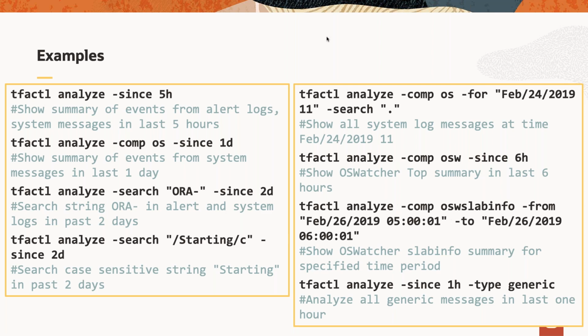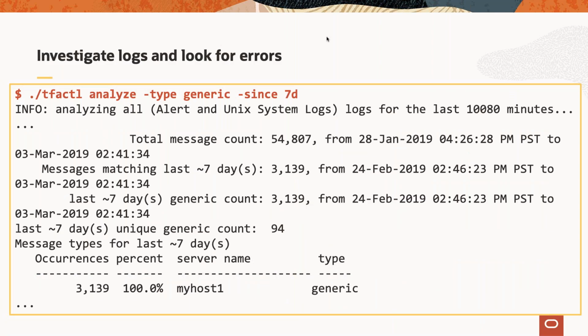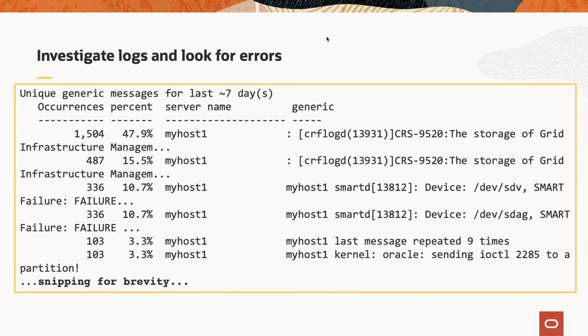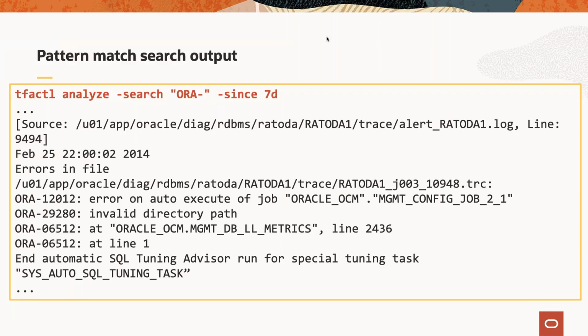Now, what I've also done is, these are the commands, I also have outputs of these commands in my slides. So when you look at my slides, you can see what the outputs of these commands are and what they will look like when you run them on your machine. You can run all these commands today. Search for ORA since the last 7 days. This will search for all the ORA errors across all the alert logs on all the machines across all the homes for the last 7 days.